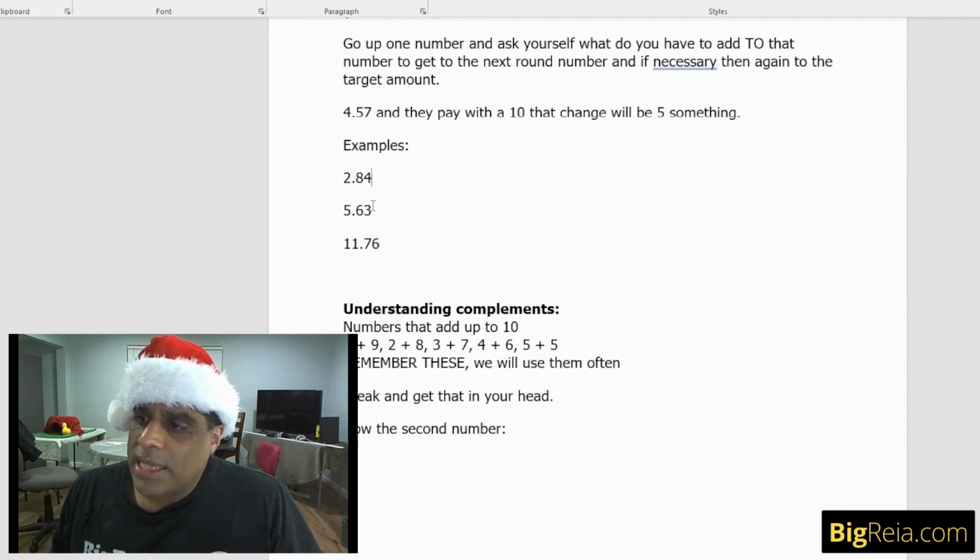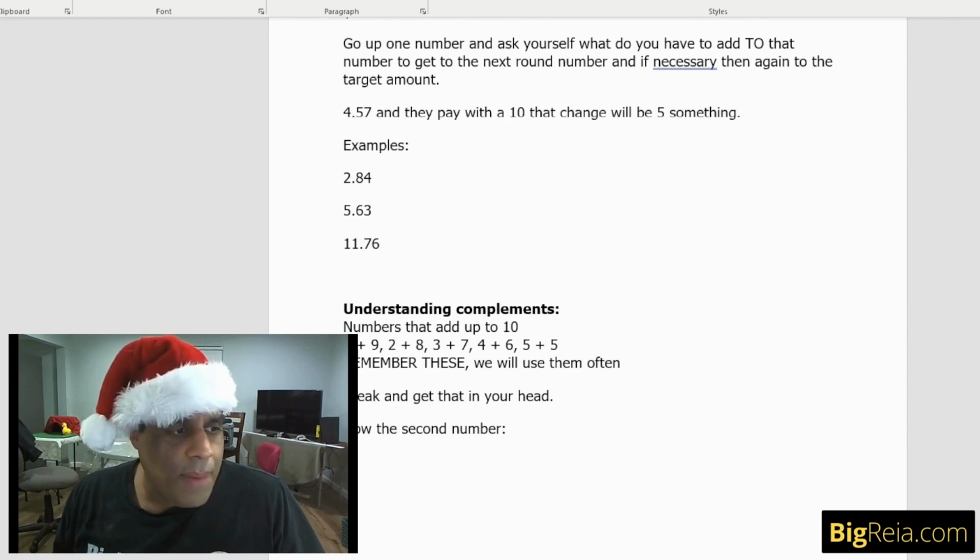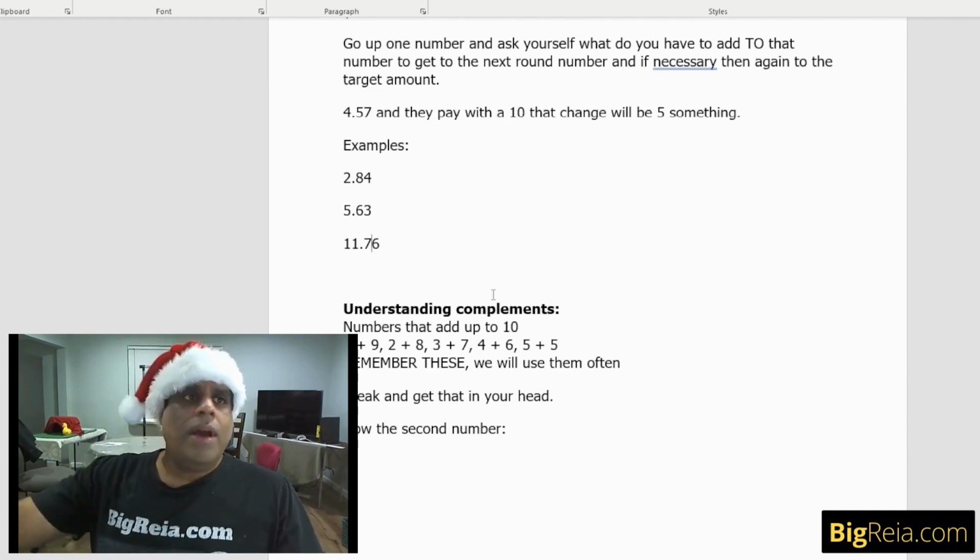In this case, in each of these cases, we know exactly what their change is going to be. It's going to be something. We don't know the pennies yet, but we know the dollar amount, right? Now let's look at the second number. Everyone's got that, right? Anyone has any questions about that?